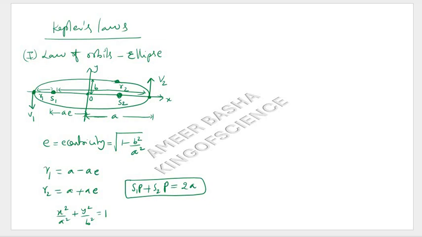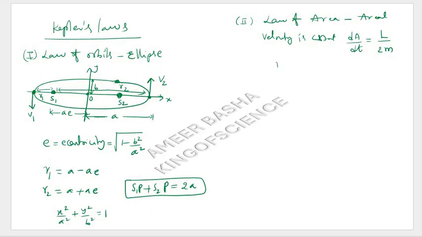What does the second law say? The second law is the law of areas. The law of areas means the areal velocity is constant. So the areal velocity constant means it is L divided by 2m. Here m is the mass of the planet, not the mass of the sun. L is equal to the angular momentum of the planet with respect to the sun.